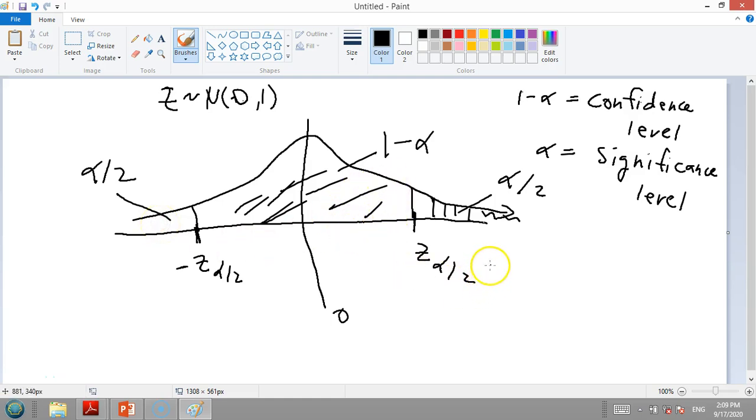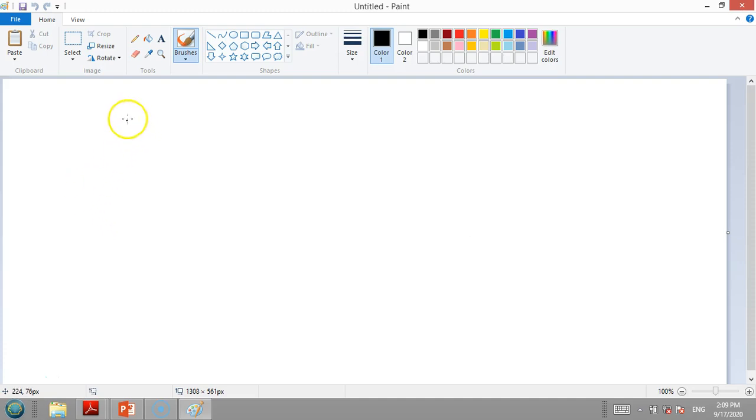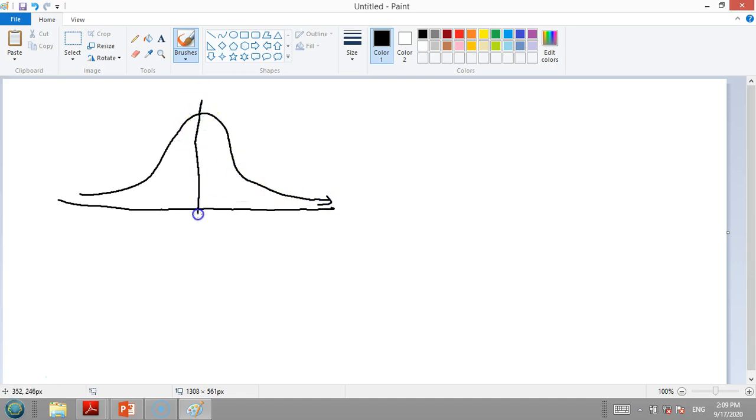Okay, so let's give a numerical example of how to compute these z's. Again, I have the normal. And this confidence level is given by the researcher. So sometimes I ask you, give me cutoff points for 95% confidence. This is the most typical.